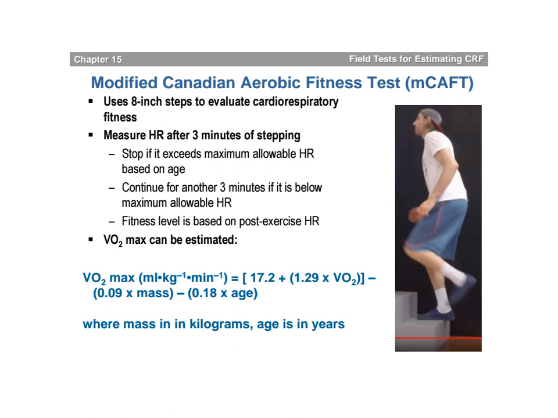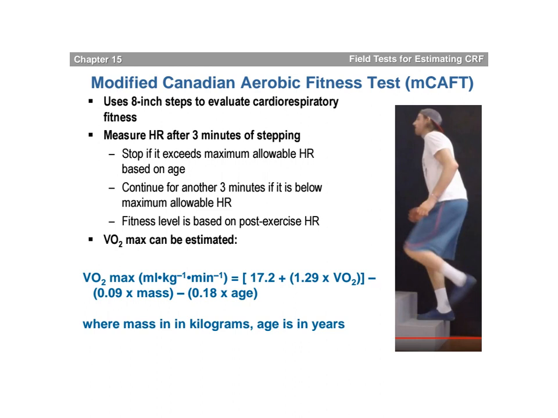As I've mentioned a few times, the big disadvantage of many of these tests is they require maximal effort. Even the walking test requires that they walk essentially as fast as they can for that 1 mile. To get around this, a test has been developed called the Modified Canadian Aerobic Fitness Test, or mCAFT. And this test very cleverly gets around this idea. In other words, the individual will stop exercising before they get to their maximal value.